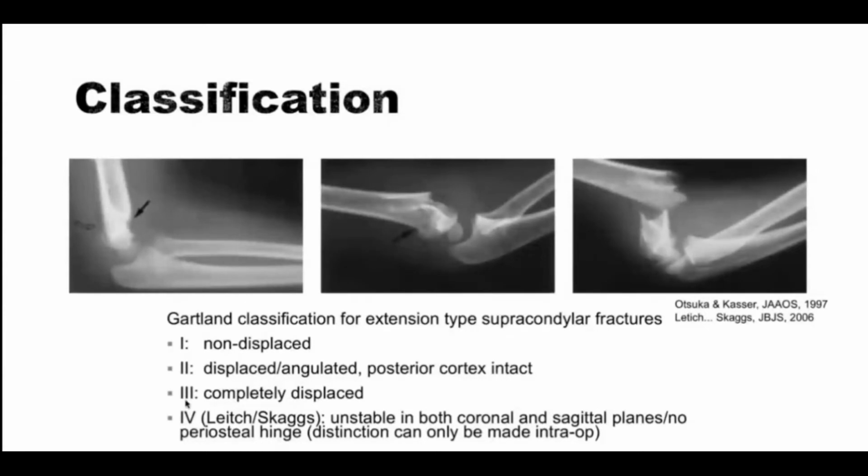And then a type 4, which was added later, not by Gartland, is unstable in both the coronal and sagittal planes. That is usually something that's only determined intraoperatively, but it's certainly reported in the literature when talking about different types of supracondylar fractures.